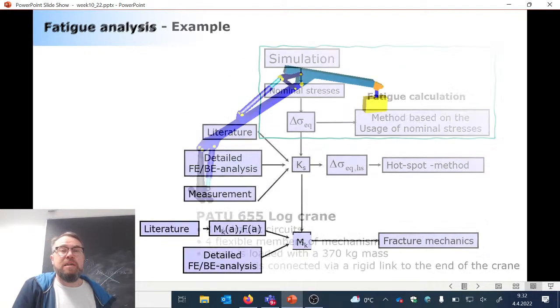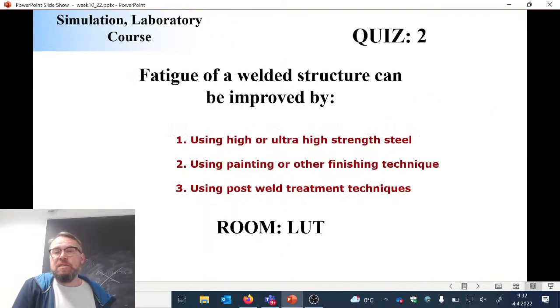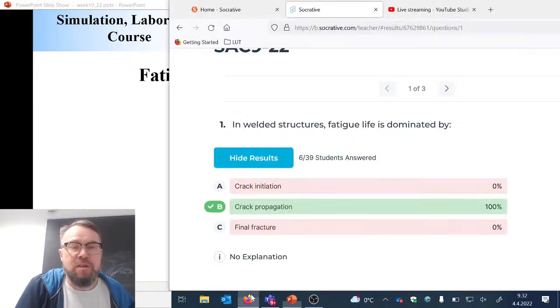So which one out of the three is the way you can increase the fatigue life? Let me take myself back here. So using ultra-high strength steel. Remember what we discussed about how much difference they make. Use painting or another finishing technique. Painting is basically, you paint it, you don't see the problem. Maybe this is the way to go. Or using post-welding treatment techniques. And Socrative is on momentarily.